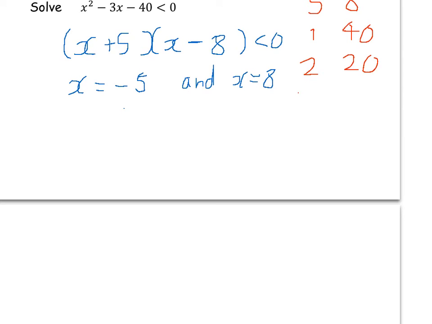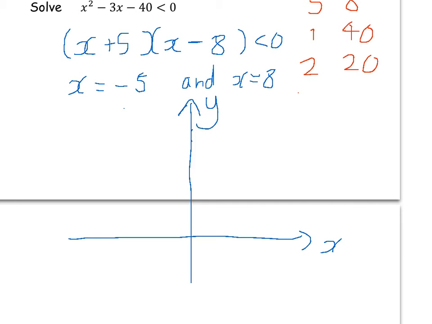Now, we know that these two values we've just found are also the roots where our quadratic crosses the x-axis. So, let's just draw a quick sketch of our graph. So we've got our y-axis, our x-axis. Now, this is going to go through -5, and this side 8, and we also know it goes all the way down here through -40. And it's going to look something like this.